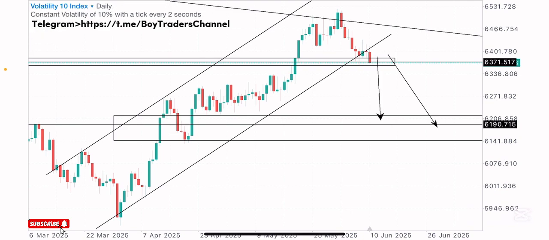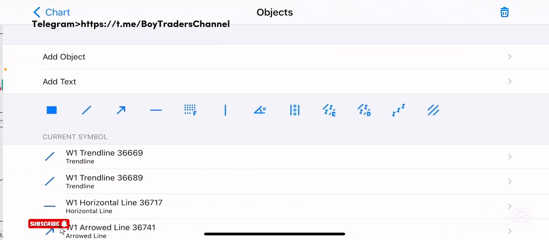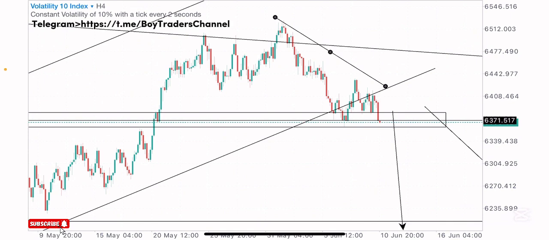Analyzing further to the 4-hour time frame, you can see we've got a bearish structure where price has created a series of lower highs and a series of lower lows.